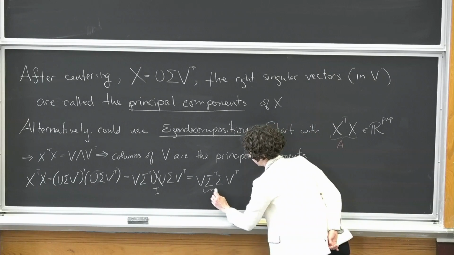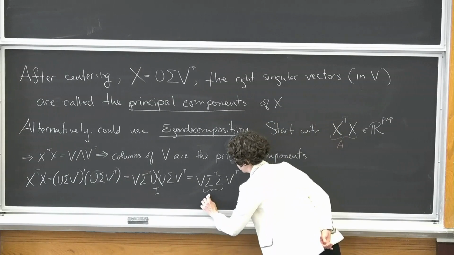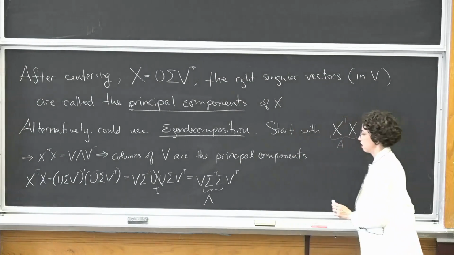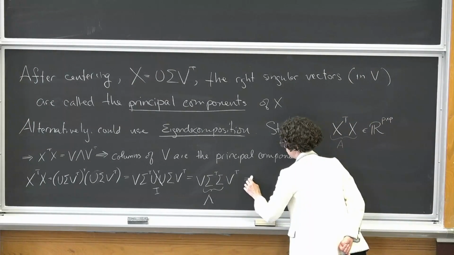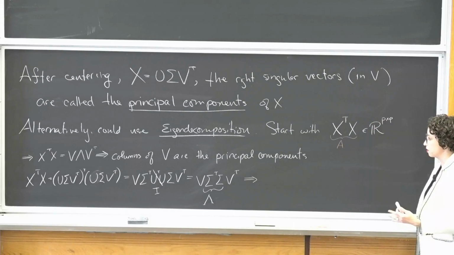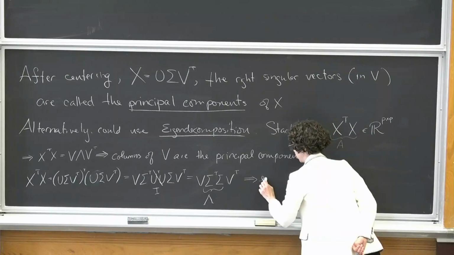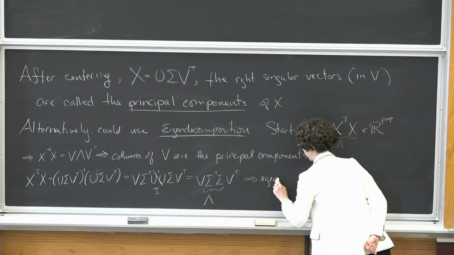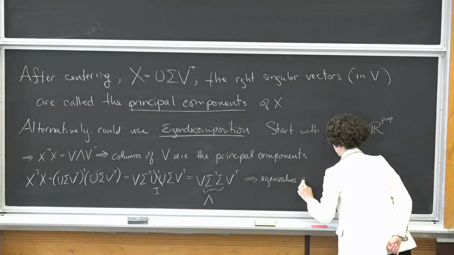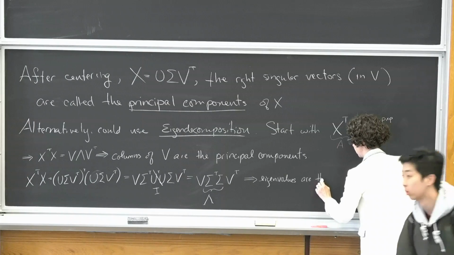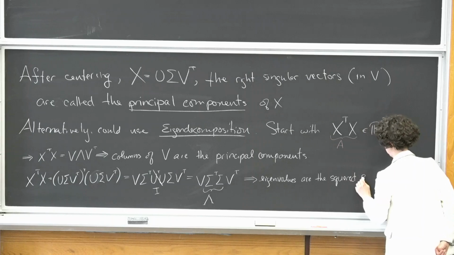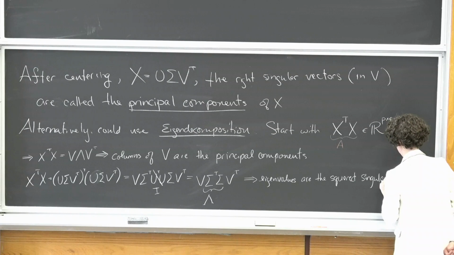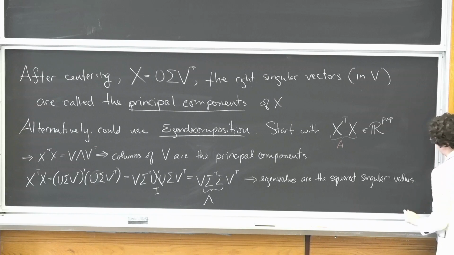And so now this sigma transpose sigma is exactly the same as what we've been calling lambda. And so these things are equivalent. We're getting the same principal component directions, and the eigenvalues are the squared singular values. Are there any questions about this?